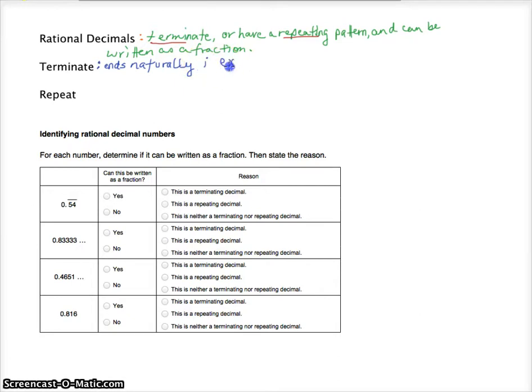For example, the number 3.2 just ends. There's nothing there. We can also look at 2.1 or 0.211 or numbers like 8.725. All of these can be written as fractions and they terminate. There is no repeating pattern and they don't go on forever.